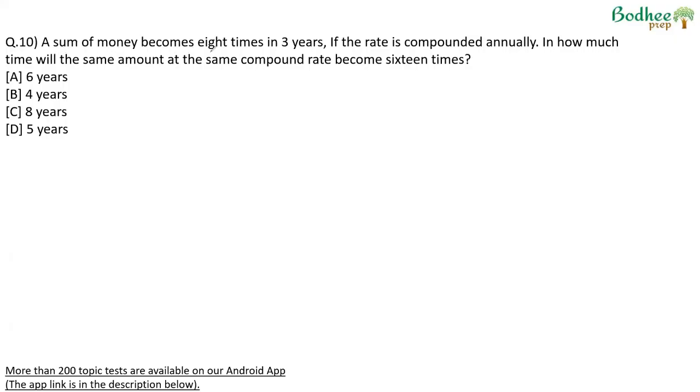A sum of money becomes 8 times in 3 years. P becomes 8P in 3 years if the rate is compounded annually. In how much time will the same amount at the same compound rate become 16 times? Now, if we break this down, there are 3 years which have passed, and the principal has become 2 cube P. Therefore, in each time period, the principal would have become 2 times. From P to 2P, then 2P to 4P, and then 4P doubling to 8P. And since there are 3 years in which P goes from P to 8P, that means every year the principal is doubling.